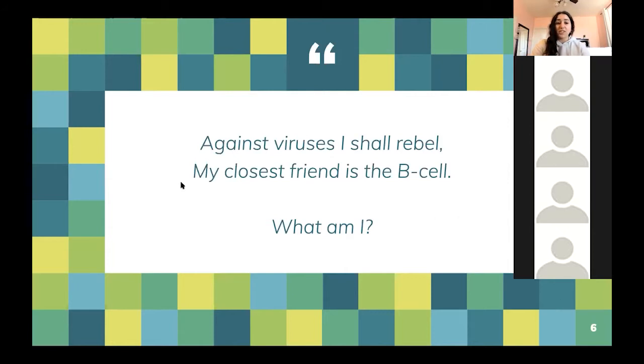Okay, so actually, yeah, Rachel, you got it again. Antibodies rebel against viruses because they kickstart the immune response. And the reason why the closest friend is the B cells is because B cells produce antibodies. So yeah, good job. Okay, let's move on.